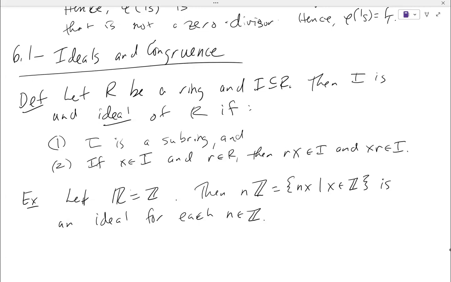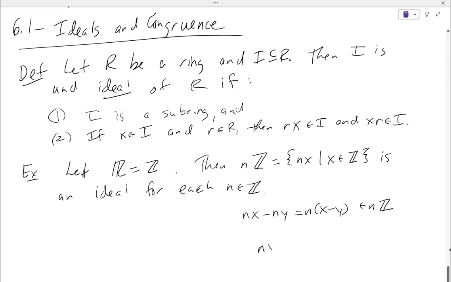So if you want to just do a quick little thing, if I do nx minus ny, that's a multiple of n because I can factor out the n, right? You agree with that? And if I take nx and multiply it by any r, that's still a multiple of n. That's what we mean by closed under subtraction and absorbs multiplication from the ring.